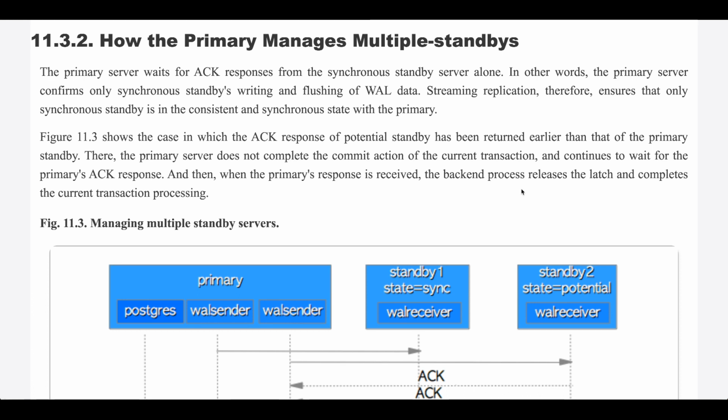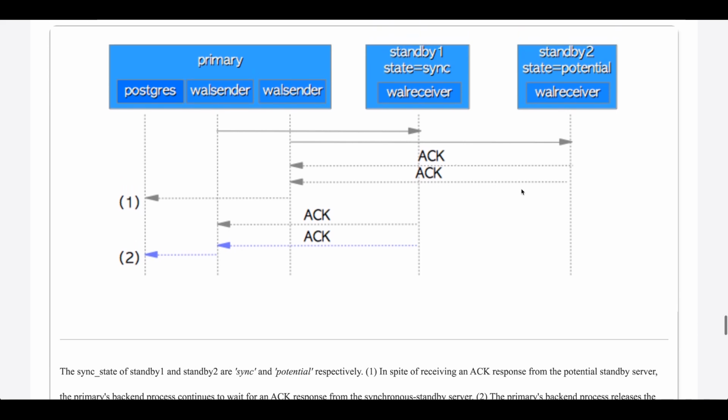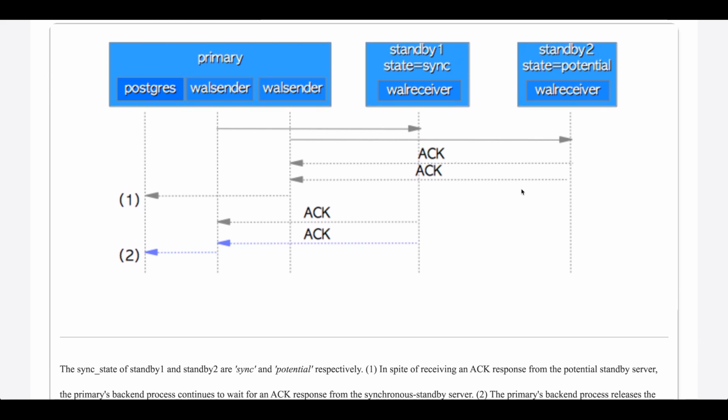Figure 11.3 shows the case in which the ACK response of the potential standby has been returned earlier than that of the primary standby. There, the primary server does not complete the commit action of the current transaction and continues to wait for the primary's ACK response. And then, when the primary's response is received, the backend process releases the latch and completes the current transaction processing. The sync states of standby 1 and standby 2 are sync and potential, respectively.